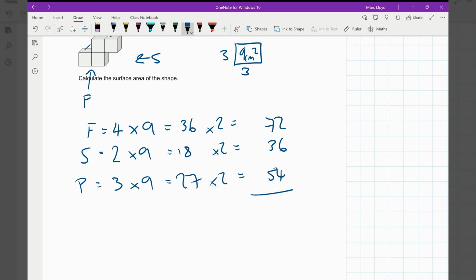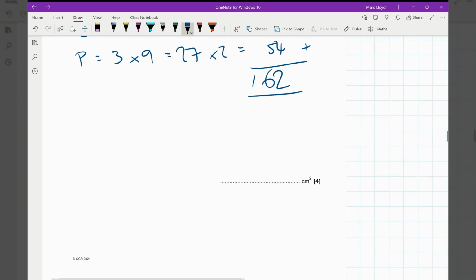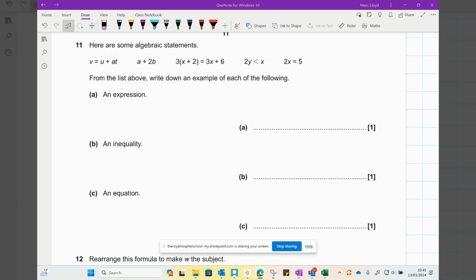And then finally, we've got to add these together. 72 plus 36 plus 54. Just going to add some plus signs to show my intention to add. And that's 162. And they've put the units in for us, which is nice. 162 centimeters squared.